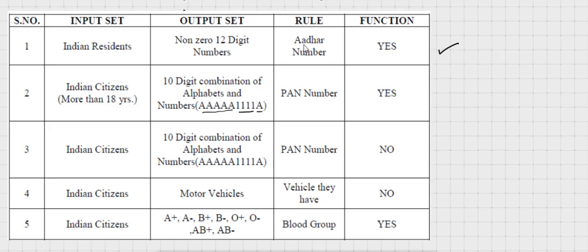Again, as per the rule, every citizen more than 18 years must have a PAN number. Again it satisfies both the conditions. Why? Because one may not have 2 PAN numbers. Of course, all the citizens more than 18 years should have a PAN number.